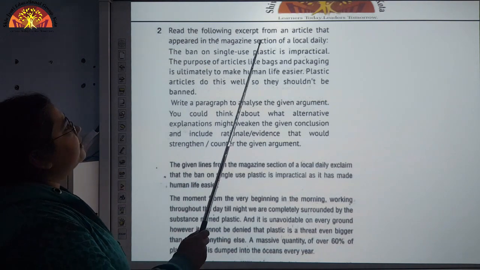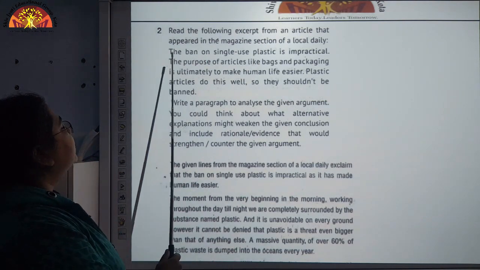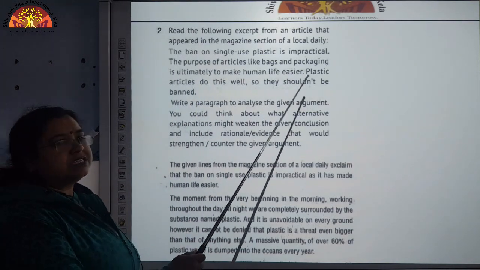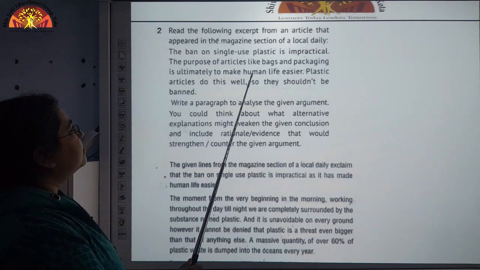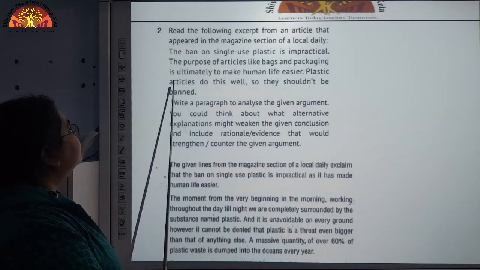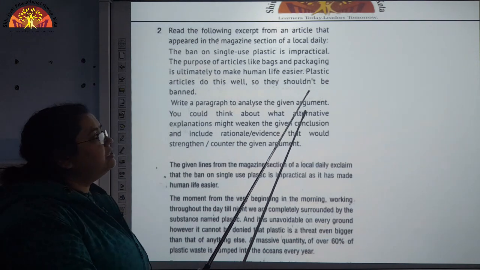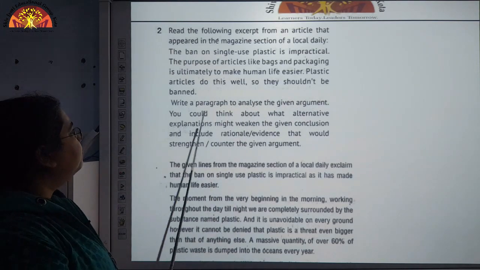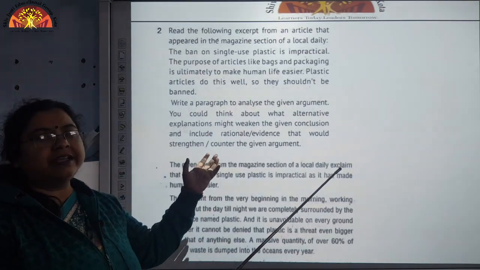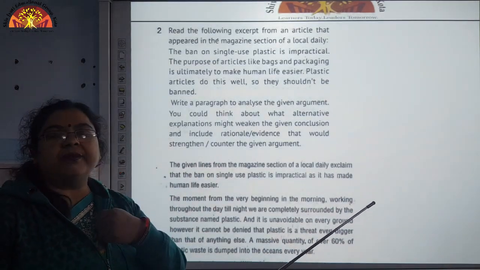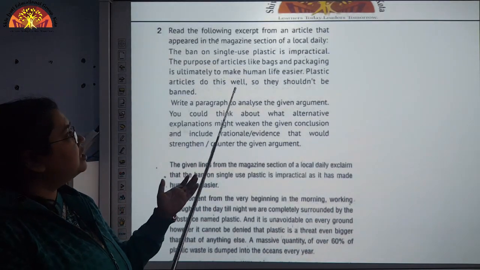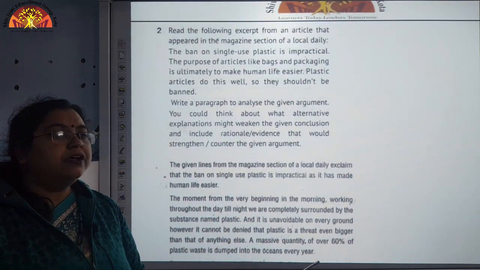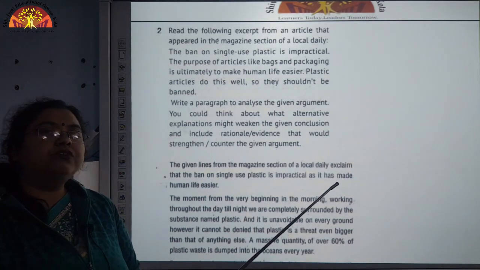Okay. So, read the following excerpt from an article that appeared in the magazine section of a local daily. The ban on single use plastic is impractical. The purpose of articles like bags, packaging is ultimately to make human life easier. Plastic articles do this well, so they shouldn't be banned. Now, this is an extract from an article which is advocating for the use of plastics. Okay. So, it has been written in favor of the use of plastics.